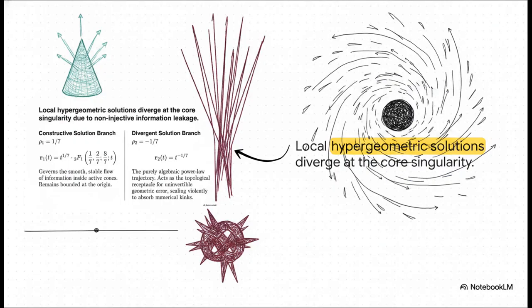The answer emerges beautifully from the hypergeometric indicial roots. We get two distinct mathematical branches here. First, the smooth constructive branch, tied to the positive root of 1/7, which keeps visible coordinates flat and stable. But then, you have the purely algebraic, divergent power law branch, tied to the negative root of -1/7. This branch acts as a massive topological shock absorber, scaling violently to trap uninvertible geometric error safely out of sight.